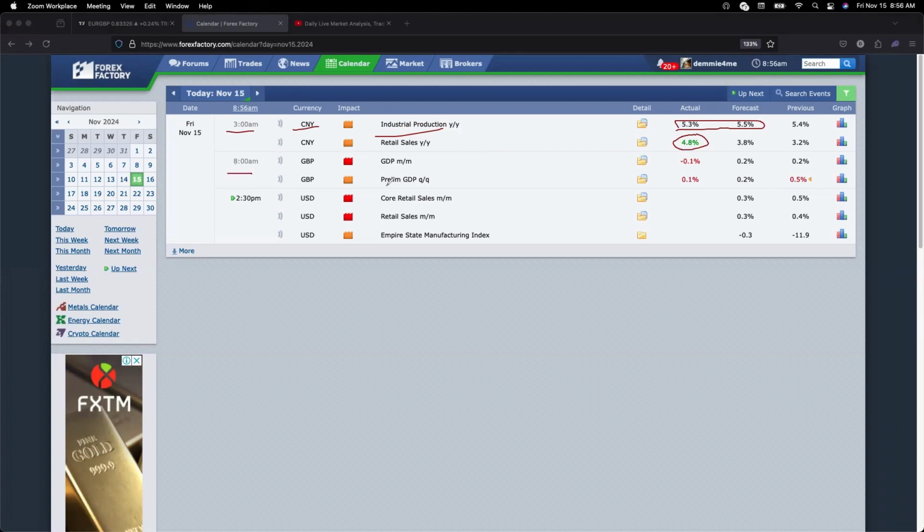And then by 8 a.m. this morning, we had GDP month on month for the United Kingdom. It dropped by 0.3%, and preliminary GDP, the quarterly GDP, dropped by 0.1%. So you see that even though GDP dropped, the market even went up. GU went up this morning. The same thing happened when the previous news on GBP came last, I think on Wednesday, which came very good. But instead, GU dropped.